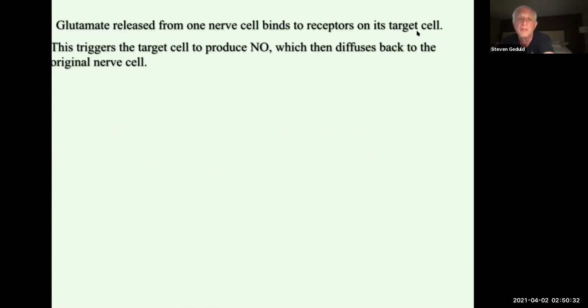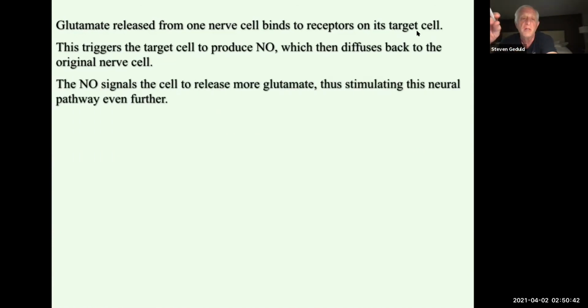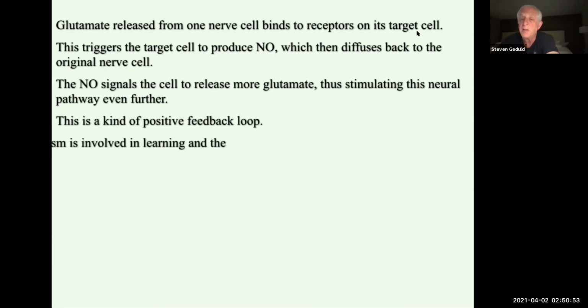Okay. Glutamate released from one nerve cell binds to receptors on its target cell. This triggers the target cell to produce nitric oxide, which then diffuses back to the original nerve cell. Okay. This NO signals the cell to release more glutamate, thus stimulating the neural pathway even further. So it's a feedback loop, creating more and more as it goes along through the system. It's a positive feedback loop.